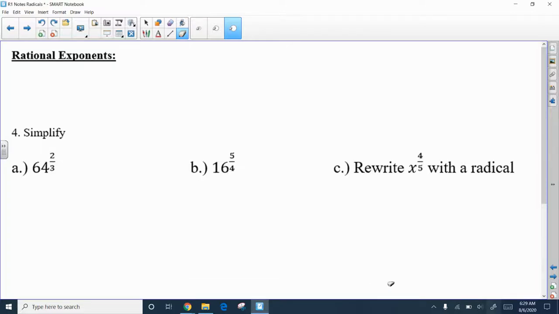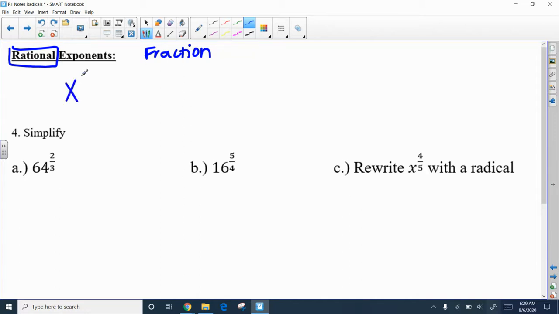All right, the last thing we need to be able to do with radicals is simplify if we have rational exponents. So again, there's that word rational. When we see the word rational, it's talking about fractions. So this is saying if we have fraction exponents, anytime we have a fraction exponent, it can be rewritten as a radical. So this is showing how radicals and exponents can be related.